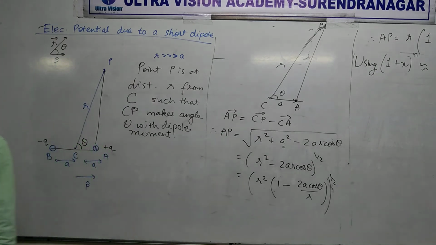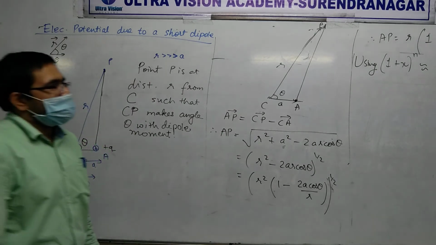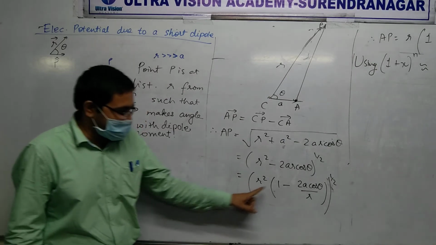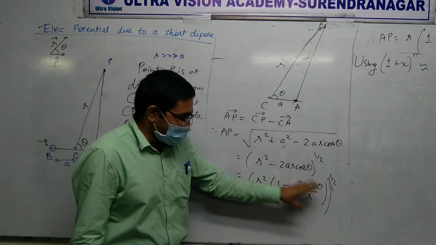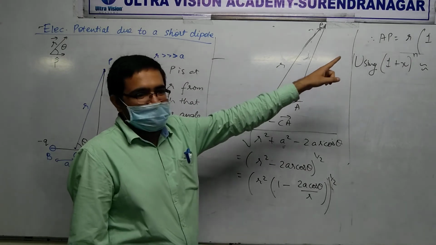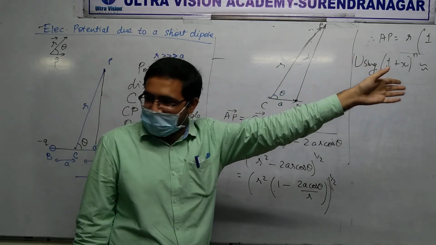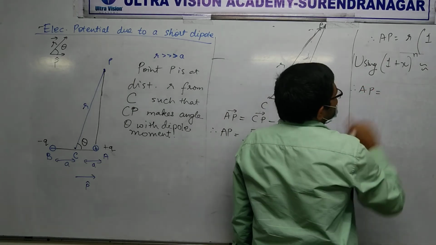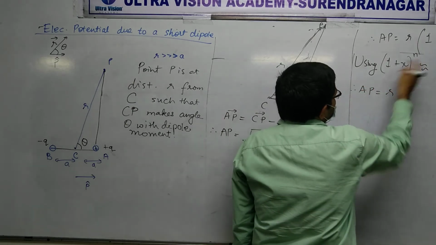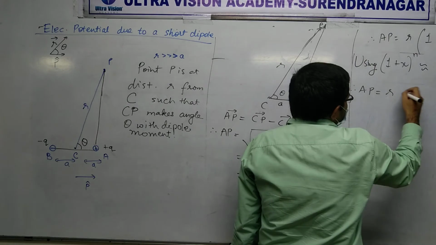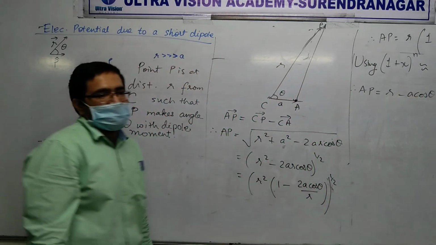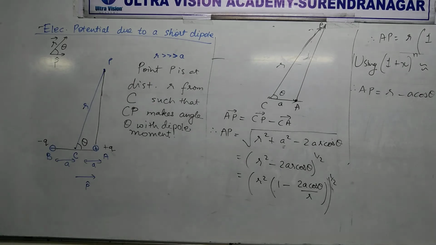Fine? Fine or not? And here we have used the binomial approximation. So AP becomes, now I multiply the r inside, r into 1, r to cancel. When I multiply r inside, r also cancels. Yes or no? R minus a cos theta. Clear? Sure?